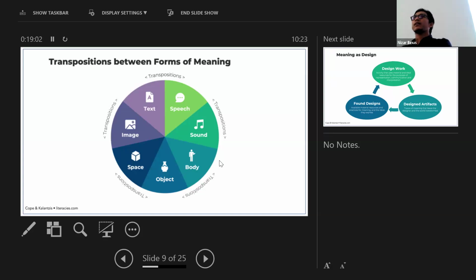This also happens when we write a song, we write a lyric, and then we sing it, and then we put some music. It means there is a transposition from text, the lyric that we write, into forms of music and also sound, speech, and music. So transposition is our daily process in communication.